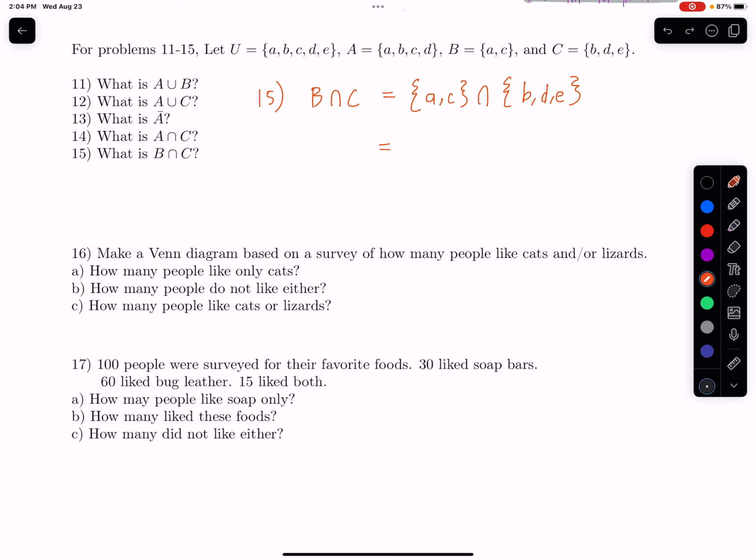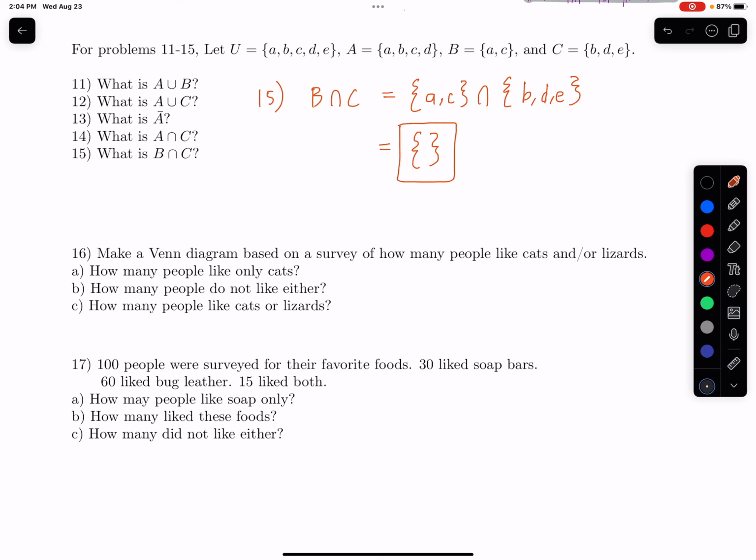What happens when there's nothing in common? I'm looking for where they overlap, but there's nothing where they overlap. So then the answer is going to be the empty set. It's a set with nothing in it. So that's your answer, empty set.